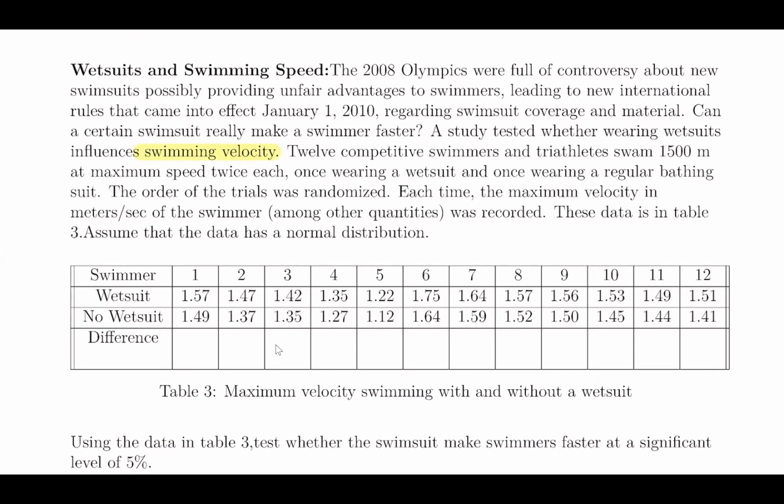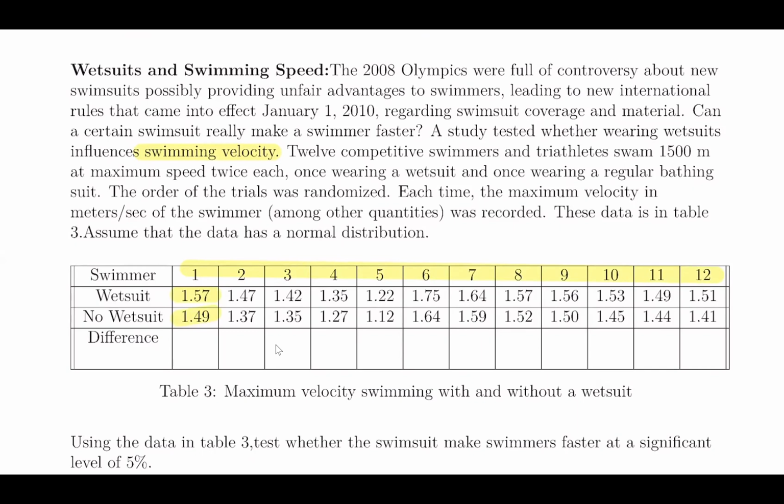These data are in the table. Assume that the data had a normal distribution. All right, so if you read the question, it said they had 12 swimmers. So here go the 12 swimmers. They made the swimmers swim twice, one time with the wetsuit, one time with no wetsuit.